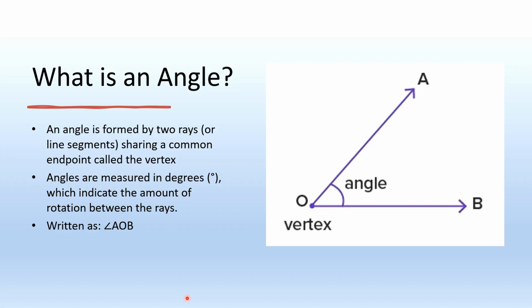What is an angle? An angle is formed by two rays or two line segments sharing a common endpoint called a vertex. So there's our vertex, there's our angle. These are typically measured in geometry in degrees. In physics or other areas, they can be measured in radians. And so this is the two rays, OA and then OB. And this is written as the angle AOB, where the vertex, the O, is always the middle. So that's the way you write angles.